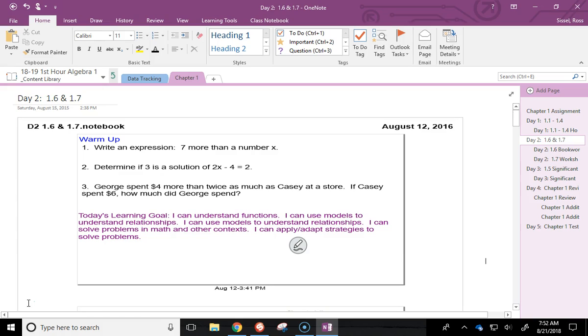Write an expression, 7 more than the number x. What did you get for your answer? 7 plus x, or x plus 7 when it works. This is the answer, x plus 7.